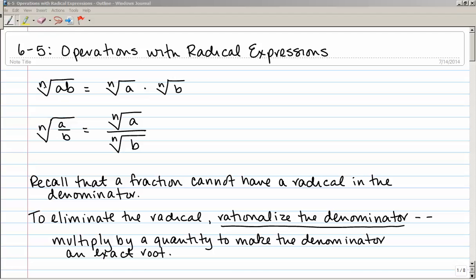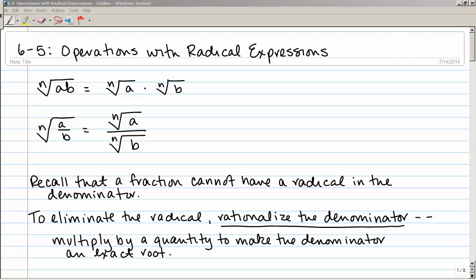So if I have the nth root of a times b, I can just break that apart. That's the same as the nth root of a times the nth root of b. So if there's multiplication under the radical, you can split them up. Same thing is true with division. So the nth root of a divided by b is equal to the nth root of a divided by the nth root of b. So that fraction underneath the radical sign, you can break it up.